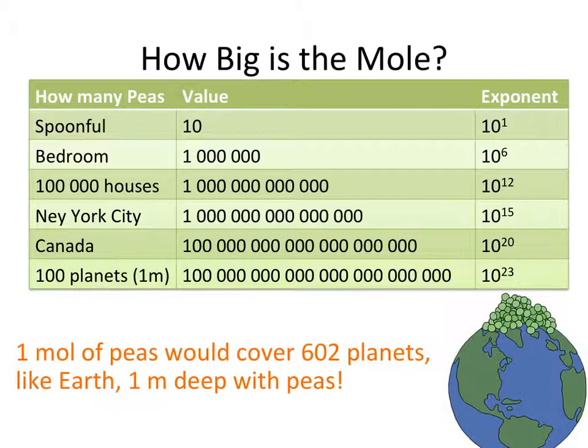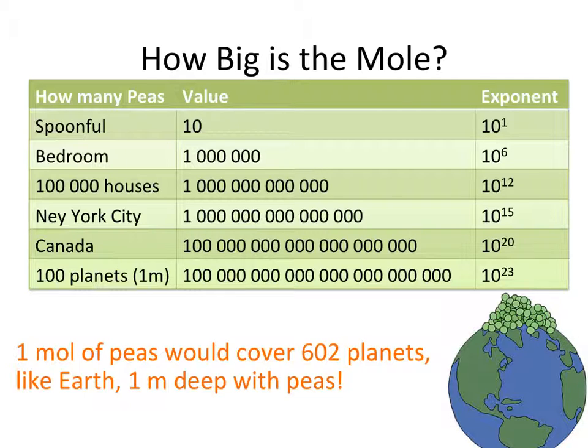If we related it back to peas, 1 mole of peas would cover 602 Earth-sized planets 1 meter deep in peas. Think about that. 1 meter deep in peas, that if you are an average height, you'd be half covered, your whole body would be half covered in peas, 602 planets over.